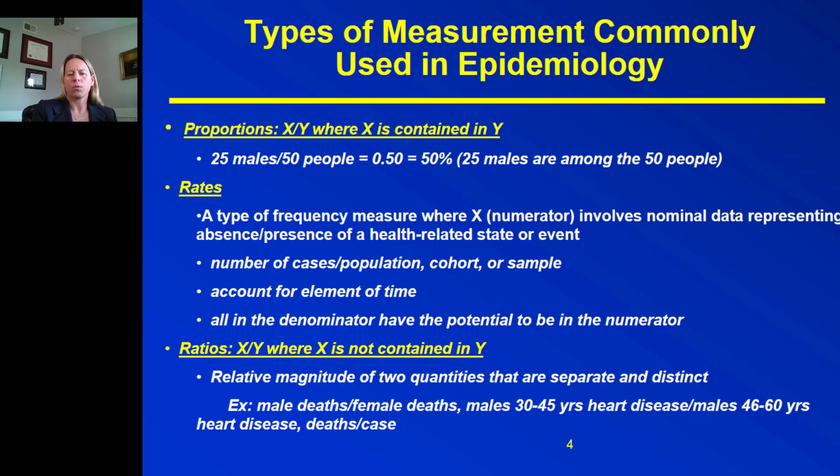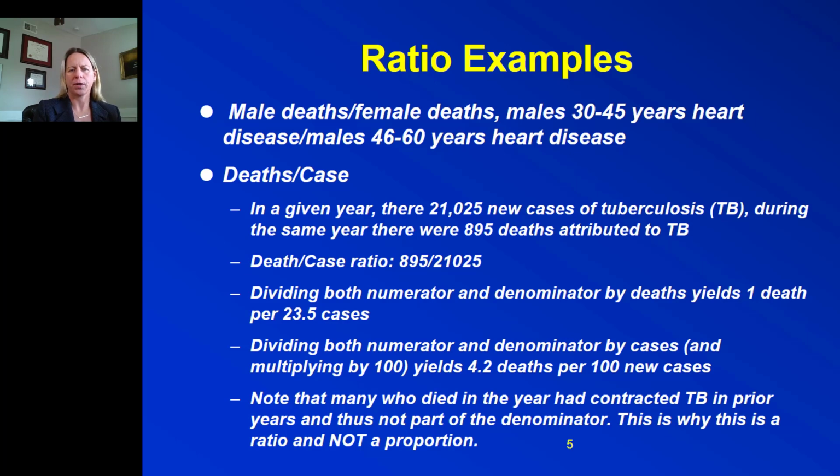And then thirdly are ratios. And the difference here is that x over y, where x is not contained within the y. And so the ratio is providing a relative magnitude of two quantities that are both separate and distinct. So an example may be the number of male deaths over the number of female deaths, or the number of males with a disease over the number of females with a disease. So some examples of ratios. I just noted the first one. So the second is a little trickier.